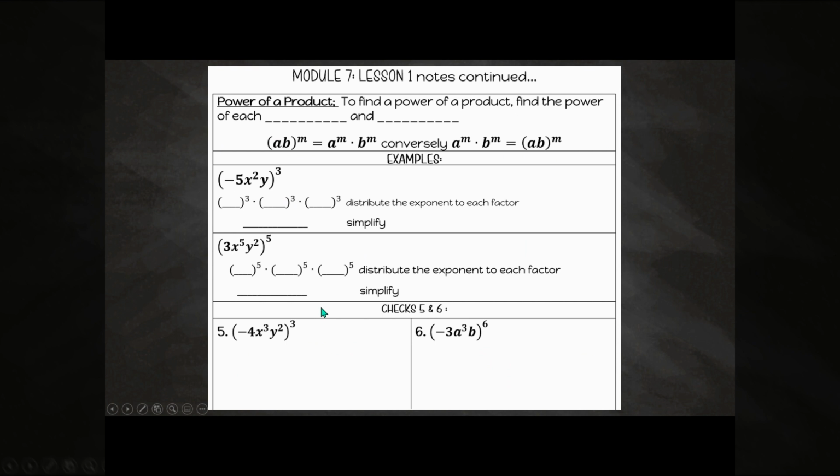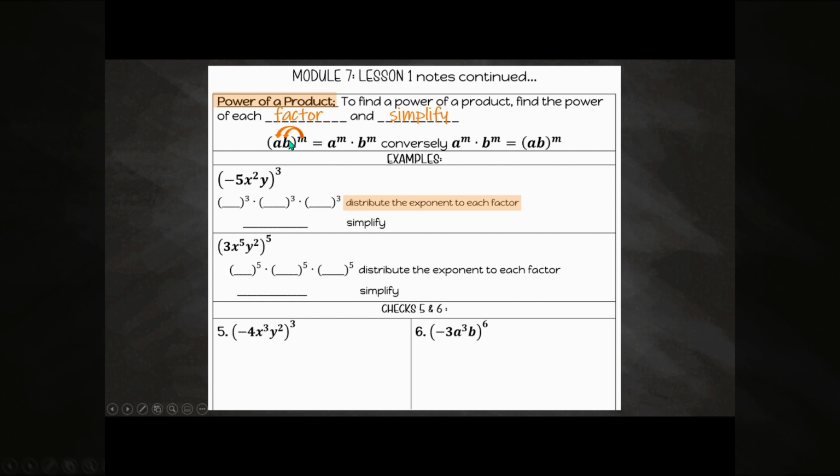And now we're going to move to our power of products. So to find a power of a product, all we're really doing is we're finding the power of each factor. And then we're going to simplify it. So here we have ab to the power of m. So we're going to distribute the m to each factor in the parentheses. So let's do an example.